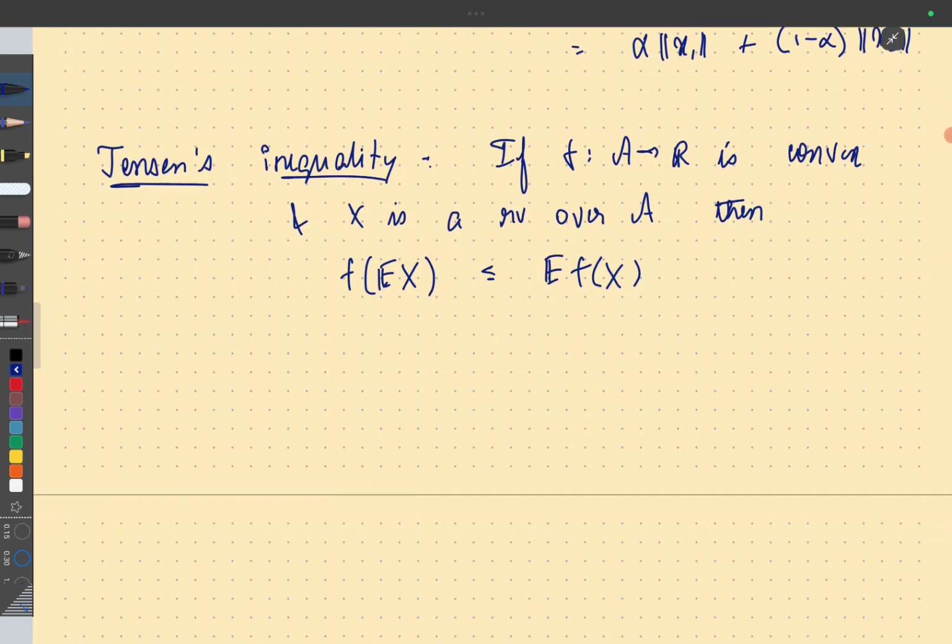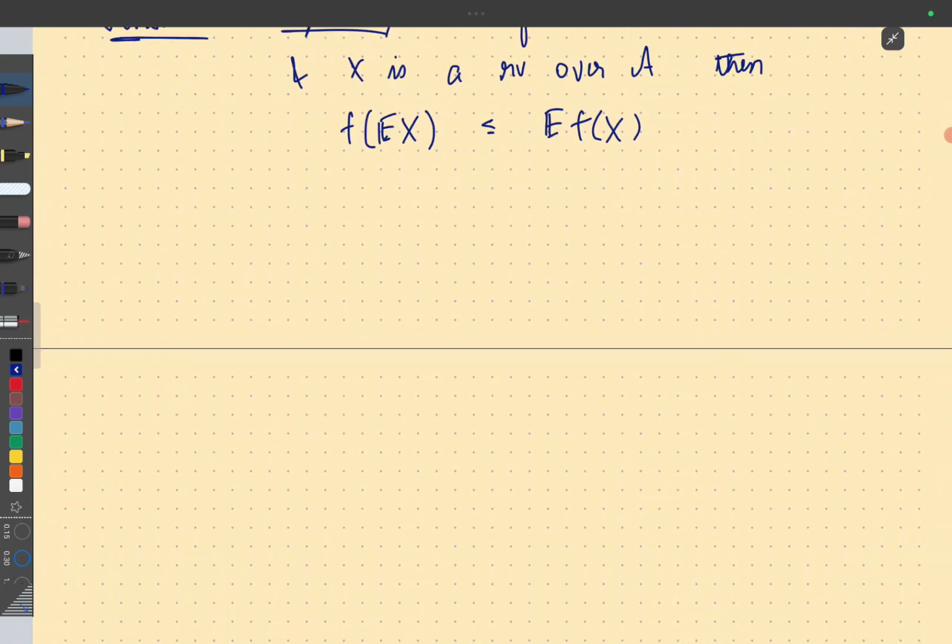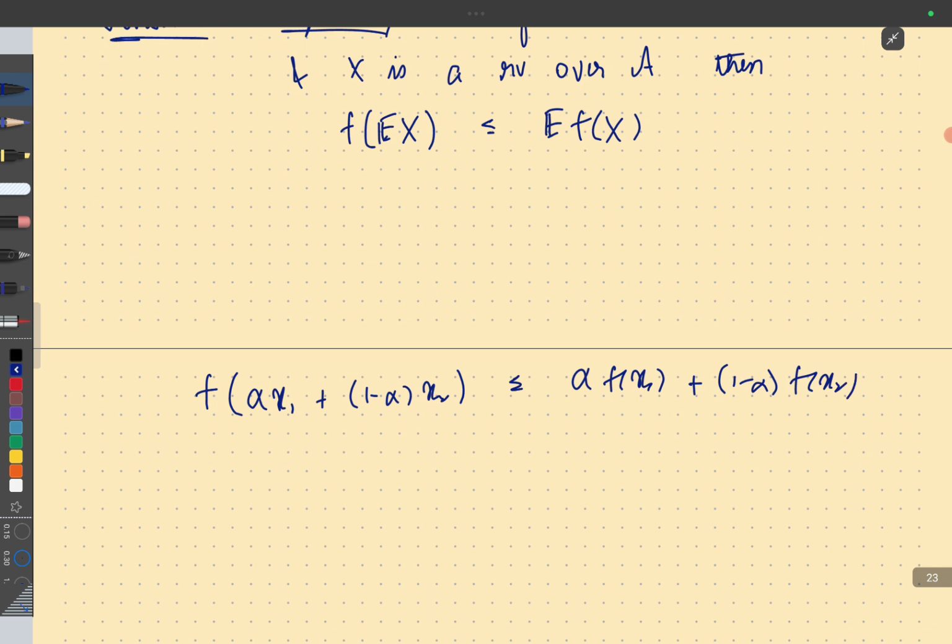I won't give a full proof of Jensen's inequality, but I'll at least give you an intuitive reason as to why this should be true. Now let's start with discrete random variables, finite random variables. All right. So we saw that according to the definition of convexity, the function is convex if f of alpha x1 plus (1 minus alpha) x2 is less than or equal to alpha f of x1 plus (1 minus alpha) f of x2. All right.